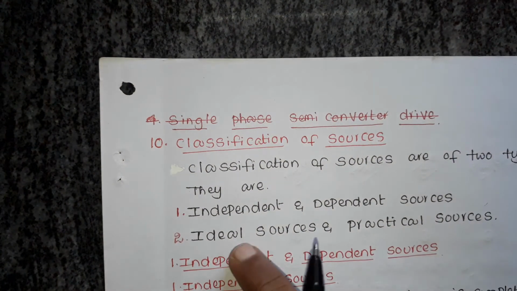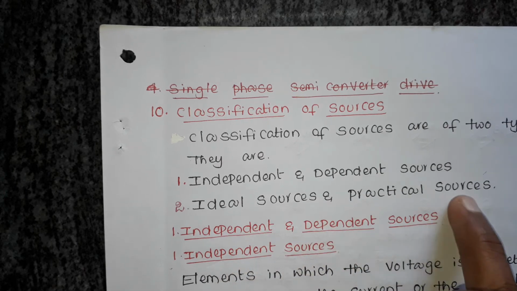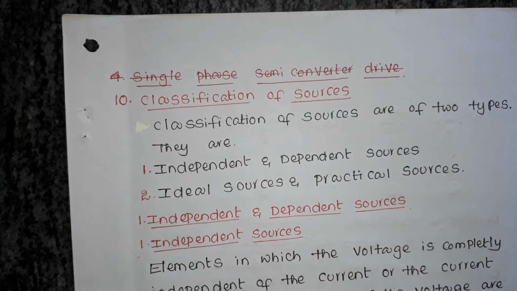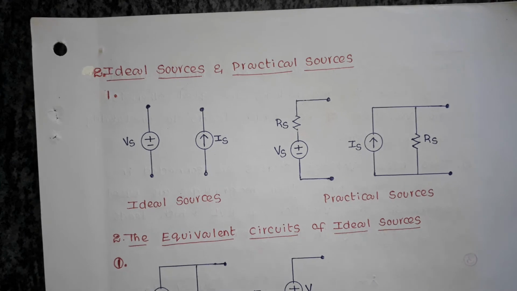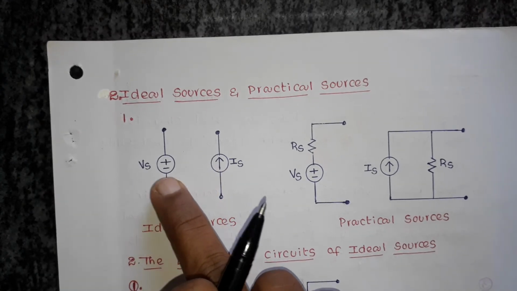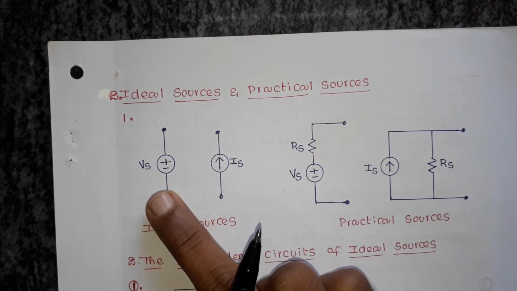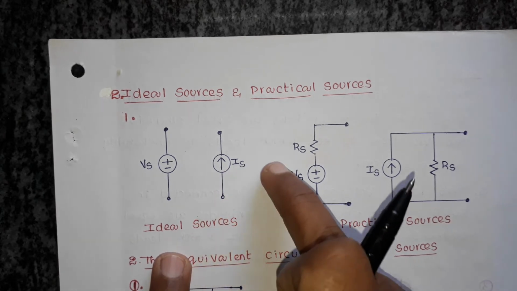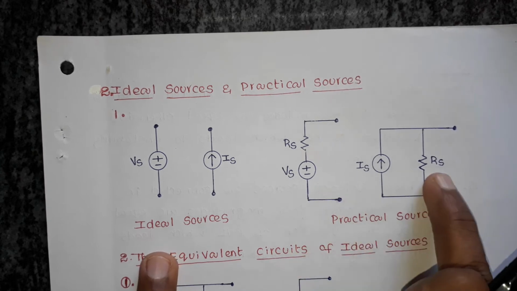So, independent and dependent sources, and the second category is ideal sources and practical sources. Here are these two: this is a voltage source and this is a current source. Inside the circle, if there is plus and minus, it is a voltage source, and if inside the circle there is an arrow, it is a current source. These are ideal sources, and these are practical sources.